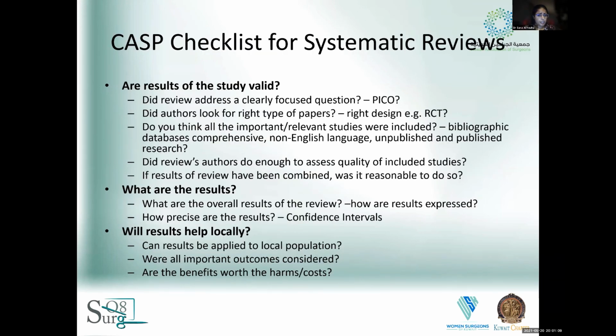So this is the CASP checklist for systematic reviews. Again, is it valid? What is the PICO? Did the authors look for the right type of papers? Do you think all the important papers were included? Did the authors exclude non-English language, for example, which would make it less comprehensive? Did the authors do enough to assess the quality of the study? If the results have been combined, is it reasonable? Again, what are the results? How precise are they? And can I apply it locally? What are the benefits and harms?